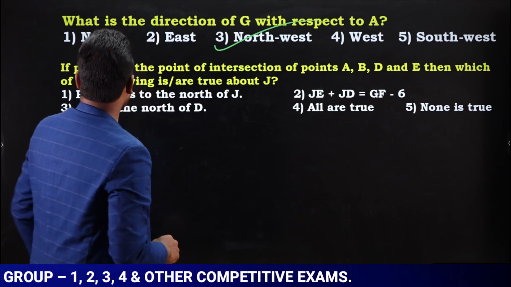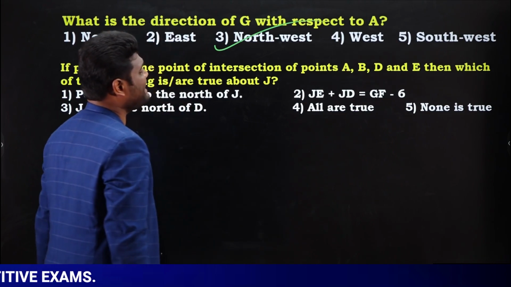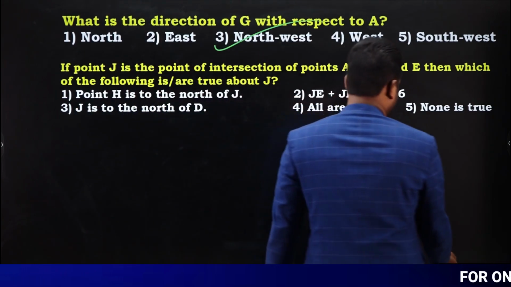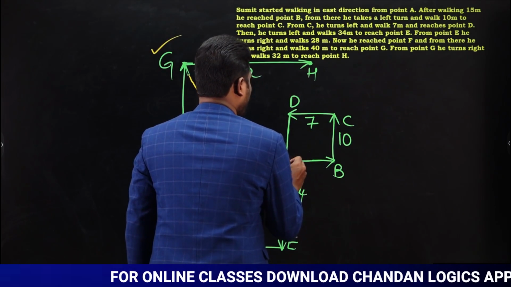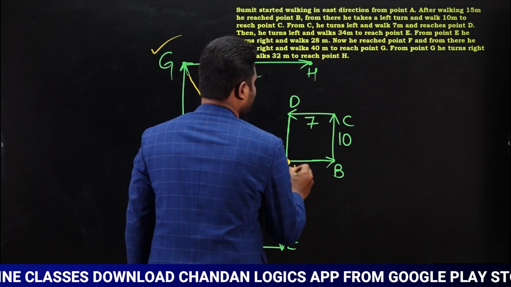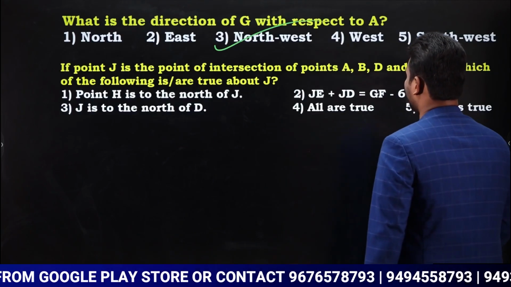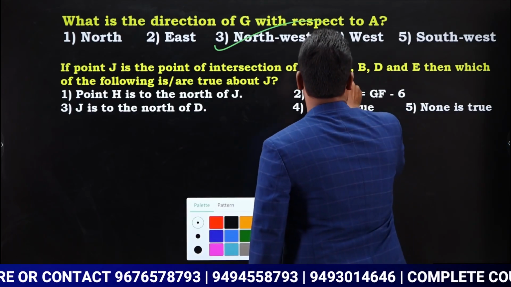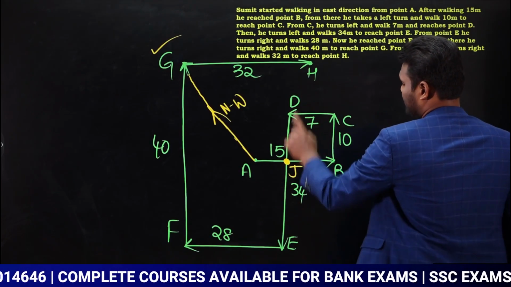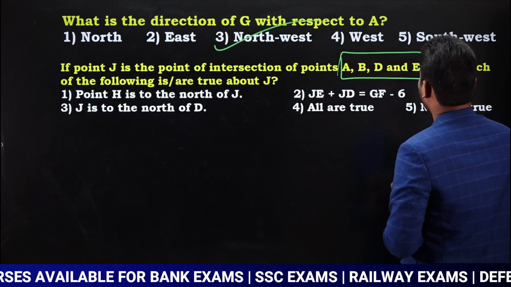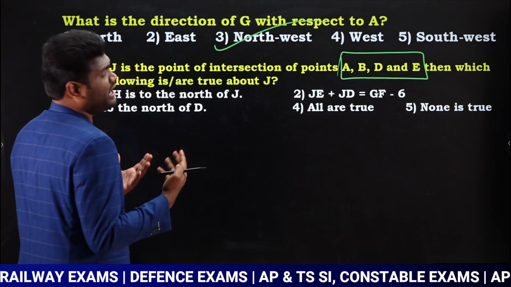Next question is, if point J is the point of intersection of A, B, D and E. Look here, this is point J. Point J is the point of intersection of A, B, D, E. Then what is the question saying? Which of the following is true about J?